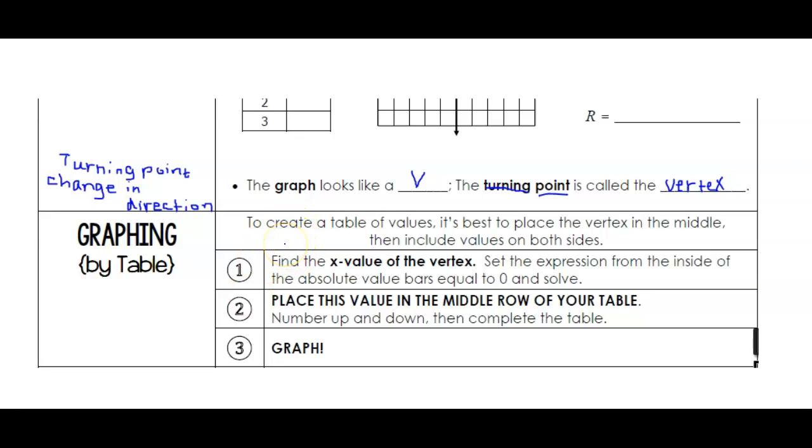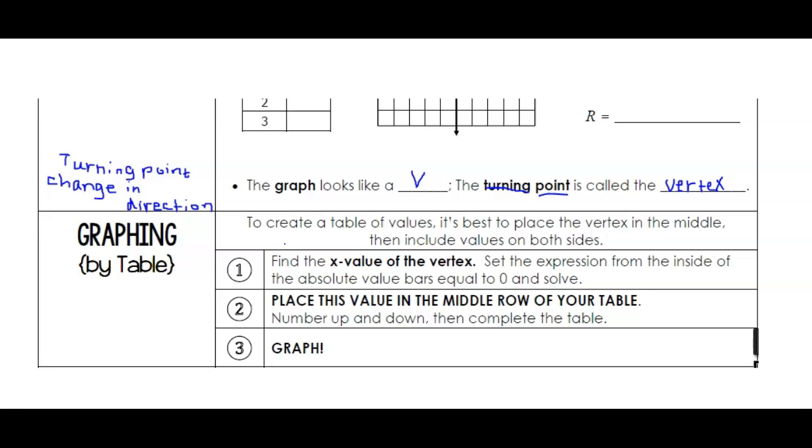Now, the steps to create a table of values for absolute value functions follow this simple order. It's best to place the vertex of the absolute value function in the middle of your table, and then include the values on both sides of the function, okay? And when I say both sides, once we find our vertex, so in the case of the parent graph, we find our vertex to be at (0, 0).